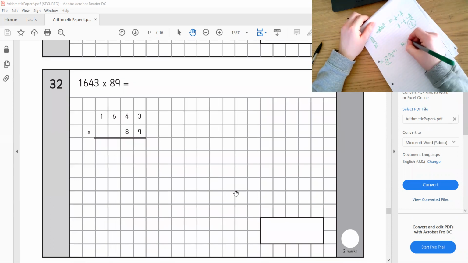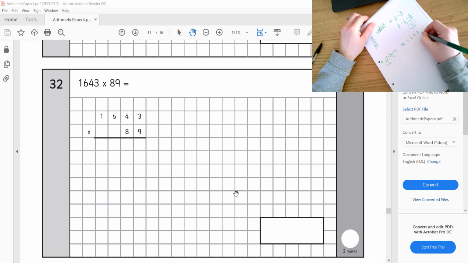Question 32. Oh, again, so it's just a bigger number this time. 1, 6, 4, 3 times by 9 to start with. So 3 times 9 is 20, what is it, 27. 4 times 9 is 36, 37, 38.